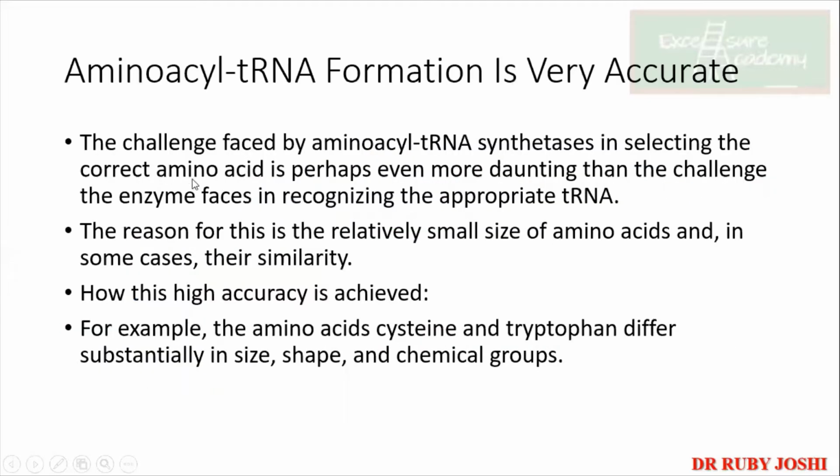Now, the challenge faced by amino acid tRNA synthetase in selecting the correct amino acid is perhaps even more daunting. Why? Because we know that in the case of amino acids, sometimes they are similar in shape or size or because of the chemical groups, right? Now, glycine, for example, is a small amino acid, correct? So it is possible that it can fit into the synthetase of another amino acid because it is small. Are you able to follow, guys?